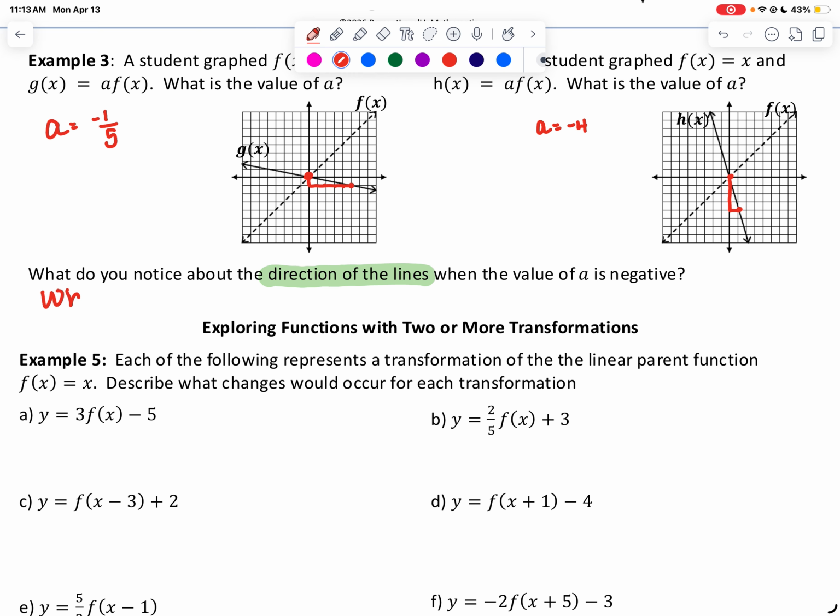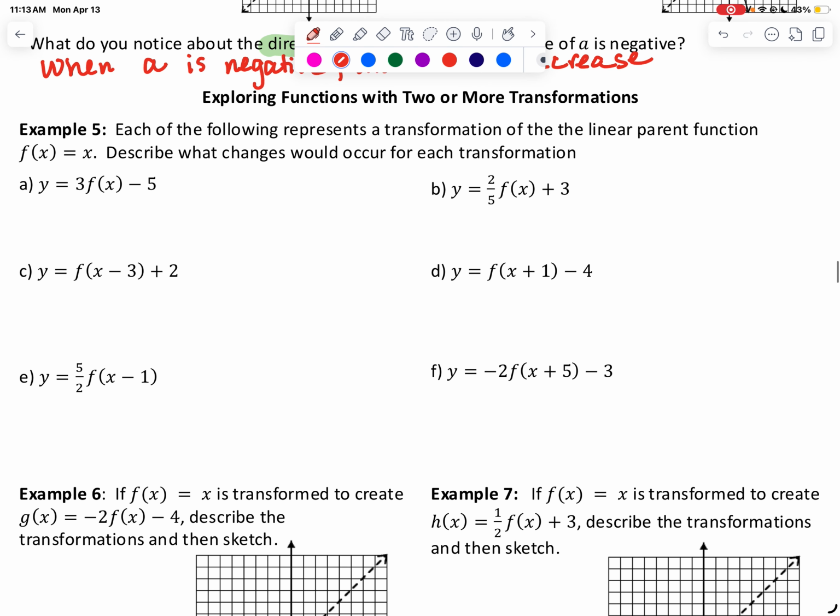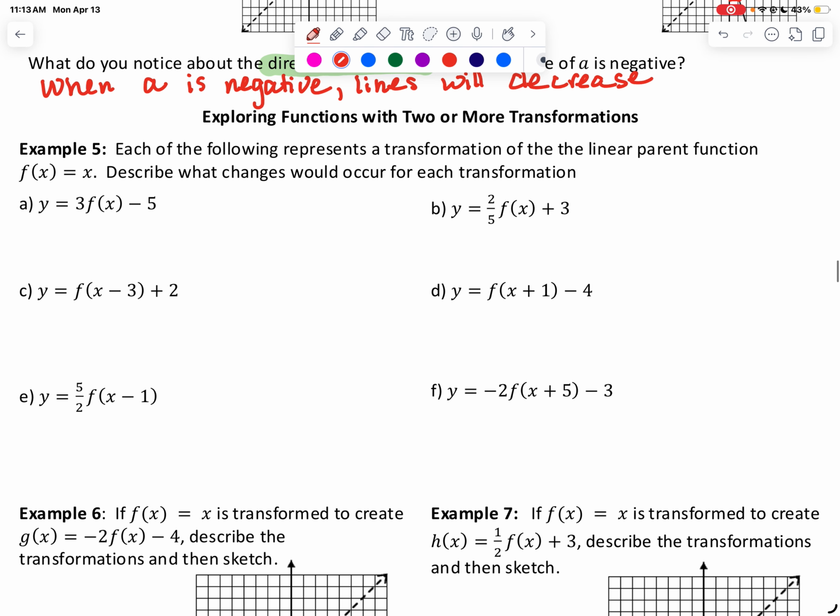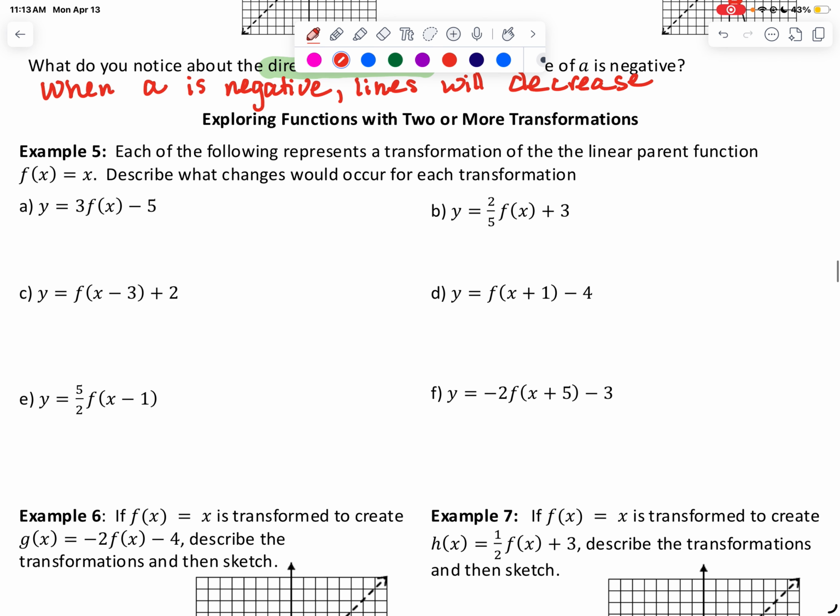So when A is negative, the lines will decrease from left to right. In other words, they'll be going downhill. The lines are going to be decreasing instead of increasing. All right, now let's explore some functions with two or more transformations.